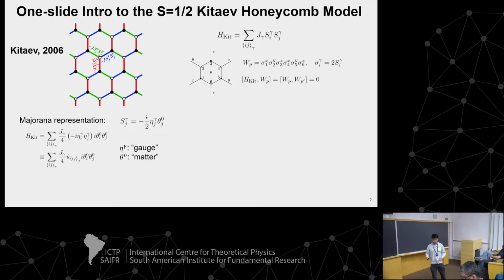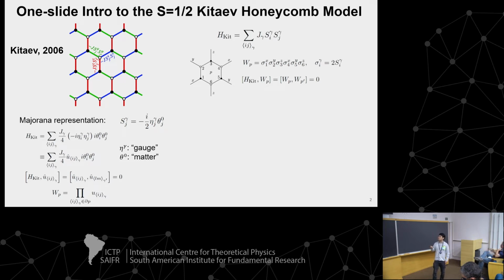In practice, what theorists do to study this model is to use this Majorana fermion representation of the spins to map the spin model into a fermionic model. Now, these u operators here have this very special characteristic of commuting with the Hamiltonian and among themselves, so they can slice the Kitaev model into different sectors. You can do this by just replacing these u operators with numbers, plus or minus 1.